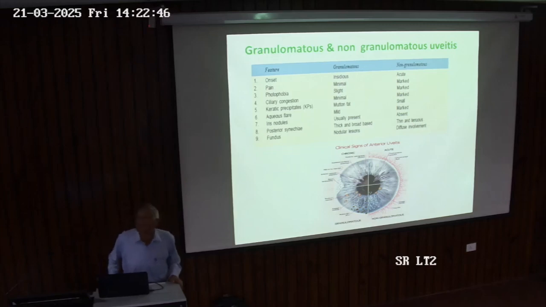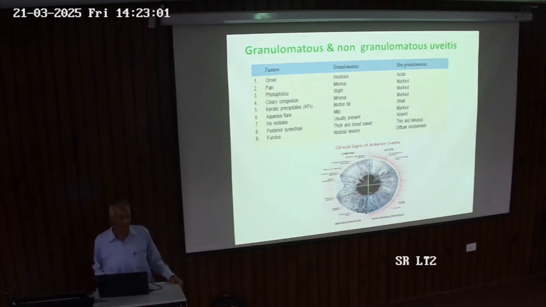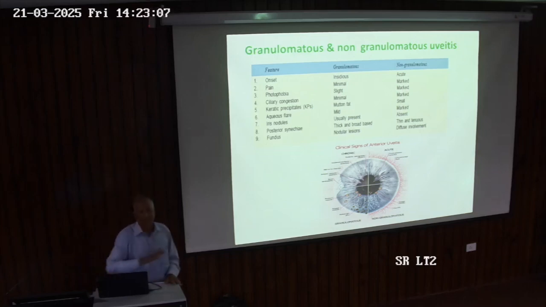Non-granulomatous is allergic in nature: Behçet disease, idiopathic, arthritis. These are some part of some infection. Ankylosing spondylitis, this is acute in nature. These are allergic parts. So allergic means non-granulomatous. Infective means granulomatous. But there are some exceptions.